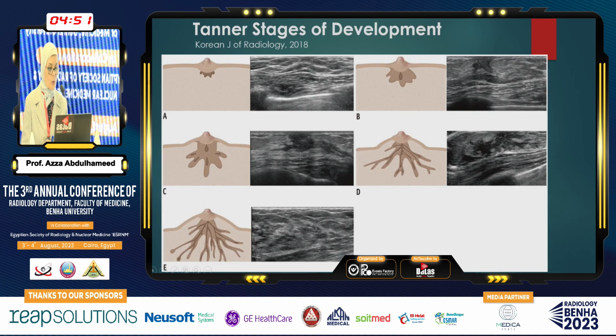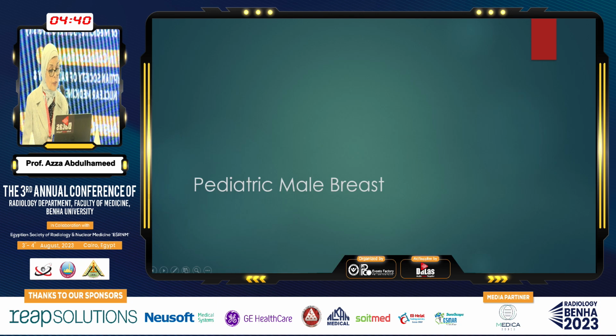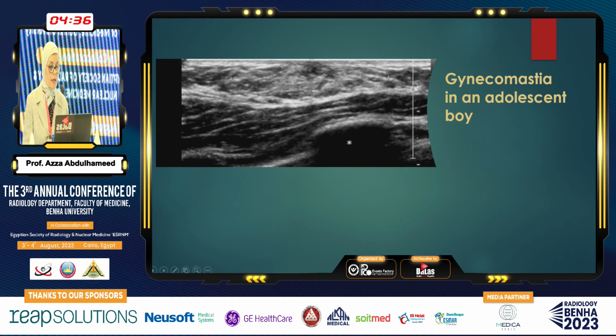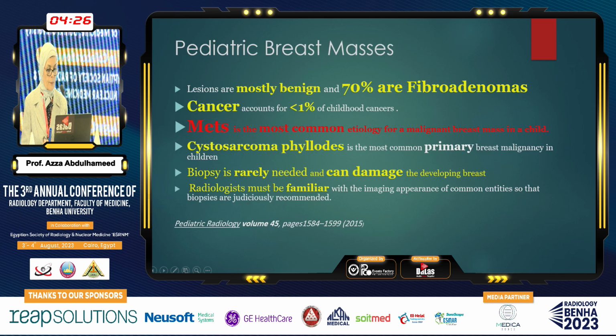For the pediatric breast masses, again, to remind you of the Tanner stages of development, this only applies for girls, not for boys, okay? You shouldn't see any of these stages in a male breast. So this was a case here, an adolescent boy. You can see retroareolar glandular tissue, stage 2, but this should be diagnosed as gynecomastia in the boy.